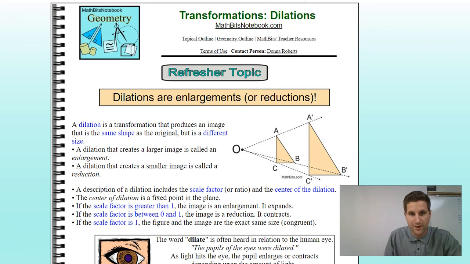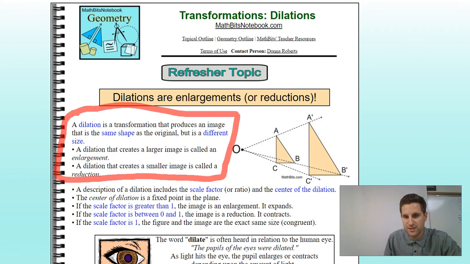How about that? Okay, so a dilation is a transformation that produces an image that is the same shape as the original, but it's a different size. Okay, a dilation that creates a larger image is called an enlargement, and a dilation that creates a smaller image is called a reduction. So we're going to go ahead and write all of that down.